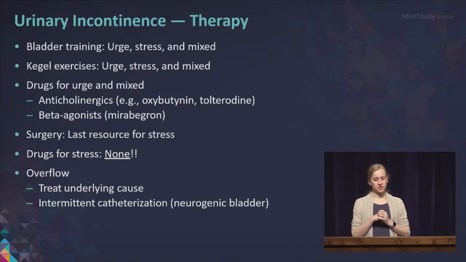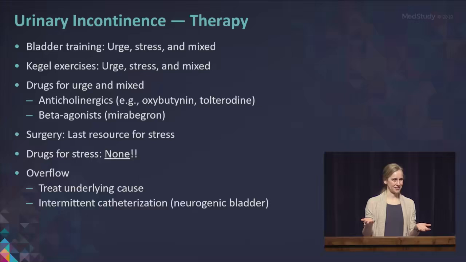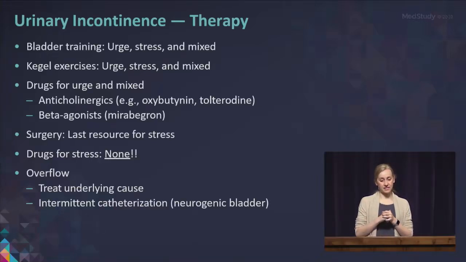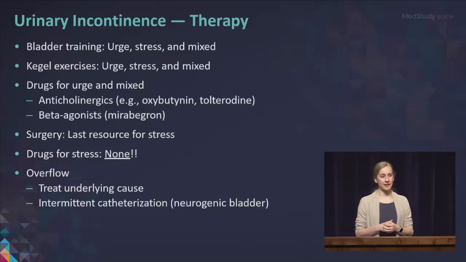The drugs, there's also drugs for urge and mixed, but the problem is that, as you can imagine, if you give them a drug to help with urge incontinence, it causes an increased problem with urinary retention, right? So you can give anticholinergics like oxybutynin or tolterodine, although we've been talking so much about all of the risk of falls and other problems with those medicines. There's also beta agonists that can help with that.